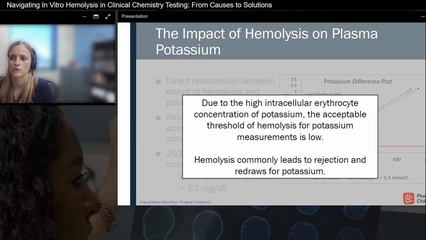What this ultimately shows us, though, is that due to the high intracellular erythrocyte concentration of potassium, the acceptable threshold of hemolysis for plasma potassium measurements is quite low. This is why hemolysis commonly leads to rejection and redraws for potassium, because it can lead to inaccurate, falsely elevated results. It is therefore very important to make sure that hemolysis is reduced as much as possible, particularly in vitro hemolysis, as it does not represent the physiological picture of the patient.